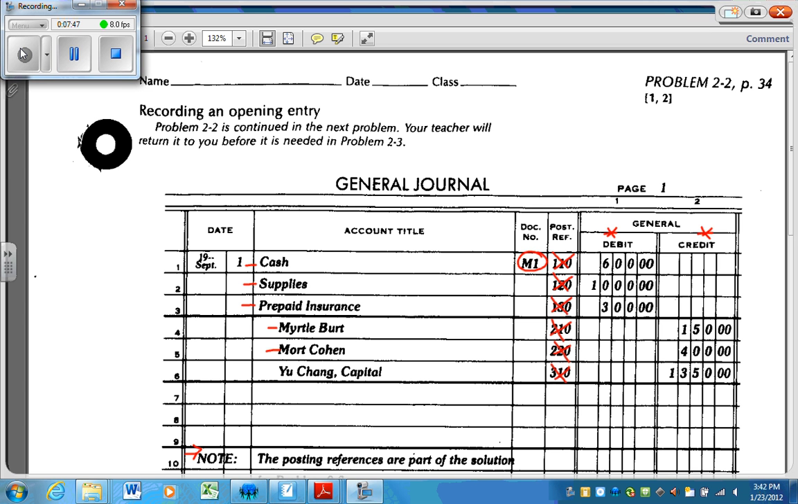Okay? And then this over here, Yu Chang Capital. Remember how capital was on the right-hand side of the balance sheet? So therefore, our total of $1,350 for capital will also go on the credit side. Okay, so that's what you need to know. When you're doing a general journal, it's just a list. You don't have to total anything. You don't have to make sure anything balances. It's just a total of what your business is starting with in each of these accounts. Okay, so I hope that helps.